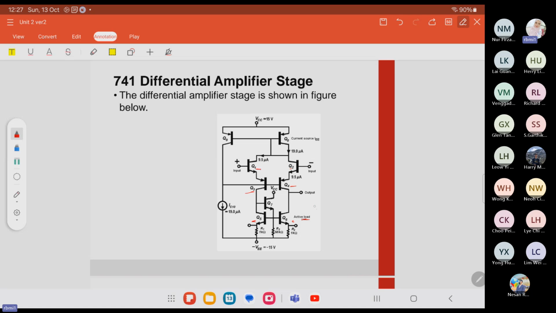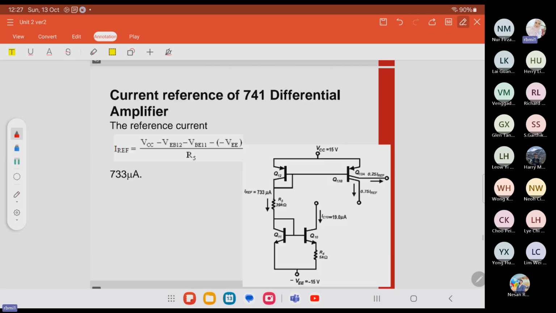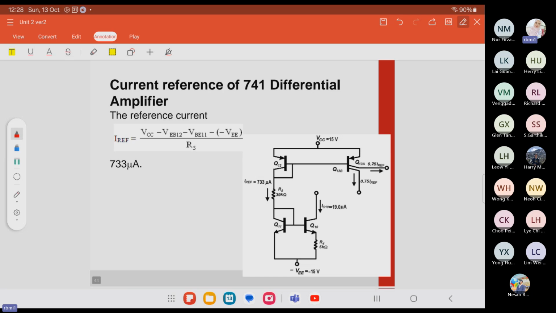So we have the active resistance, or the active load. The amplifier is fed with a constant current generated by a current source from Q8 and Q9. We have Q8 and Q9, the current source. So this is the internal circuitry of the 741 op-amp. Next, this is a bias analysis with the reference circuit, or reference current circuit.